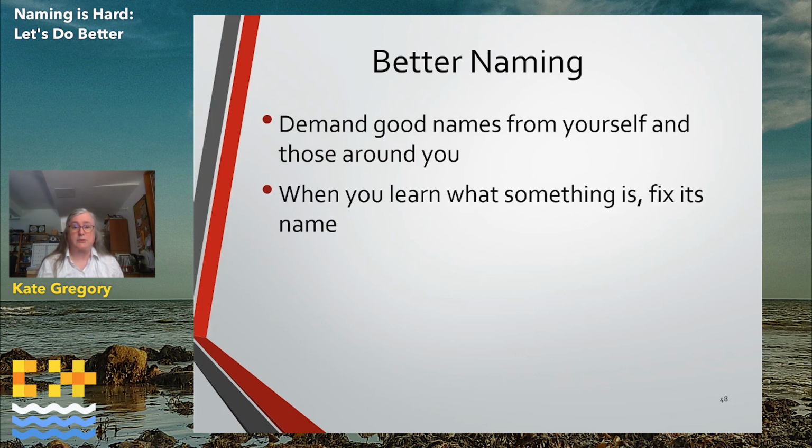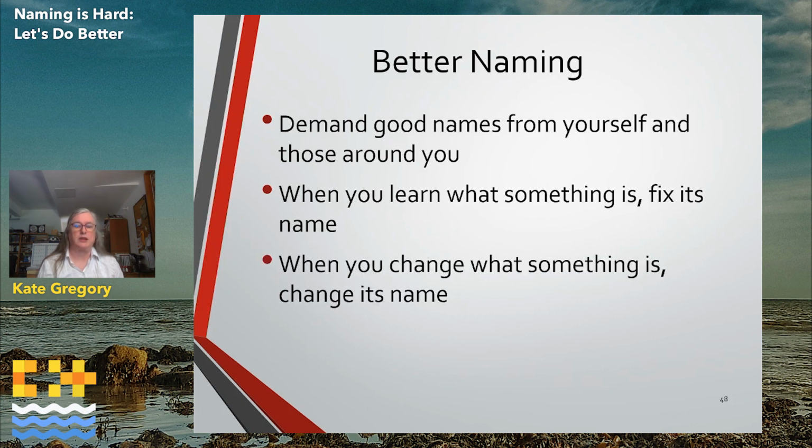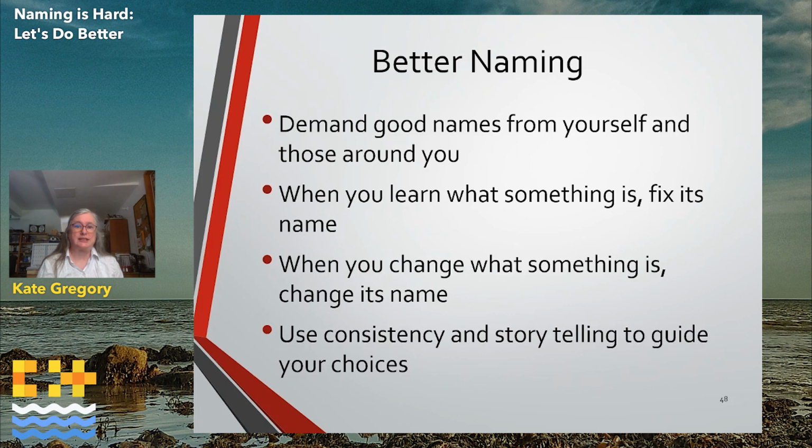If you come to learn what something is and that doesn't match the name, fix the name using a tool that will make that a simple thing to do. If you change what something is, change its name at the same time, and use consistency and storytelling to guide those choices. Because yeah, naming's hard. It is. It's good work, important work, and we can and we will get better at it.